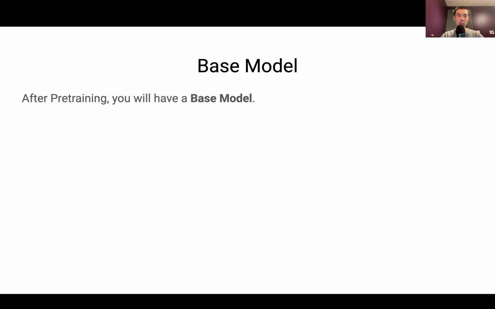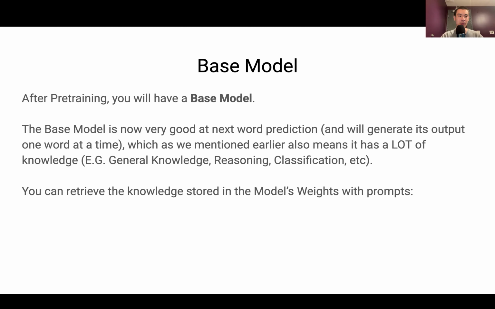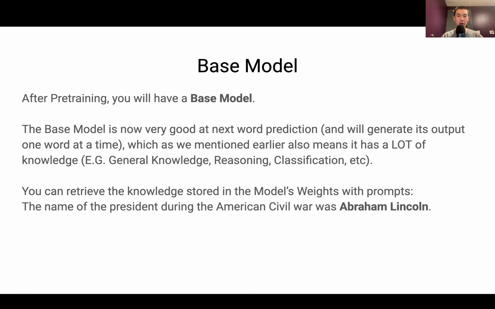After pre-training, you will have a base model. The base model is now very good at next word prediction and will generate its output one word at a time. And because the base model is good at next word prediction, which, as we mentioned earlier, also means it has a lot of knowledge, like general knowledge, reasoning, classification, you can retrieve the knowledge stored in the model's weights with prompts. So maybe we'll prompt it with the text, the name of the president during the American Civil War was blank. And now we can see that the model in its weights knows that Abraham Lincoln was the president during the American Civil War.